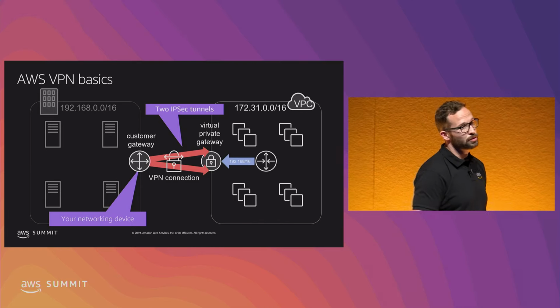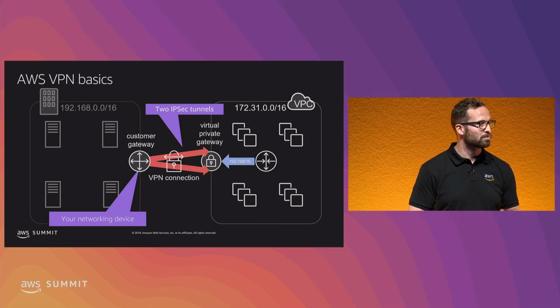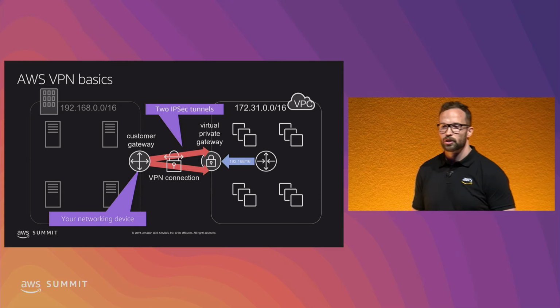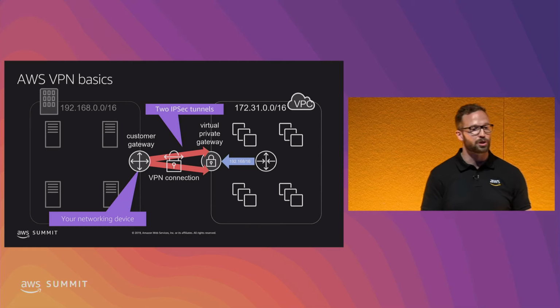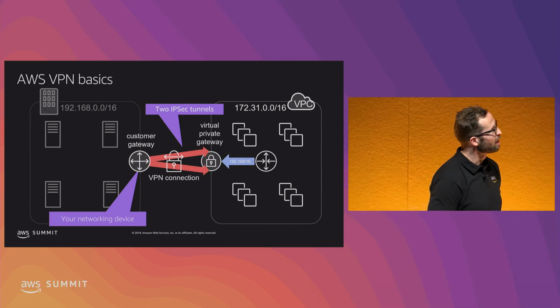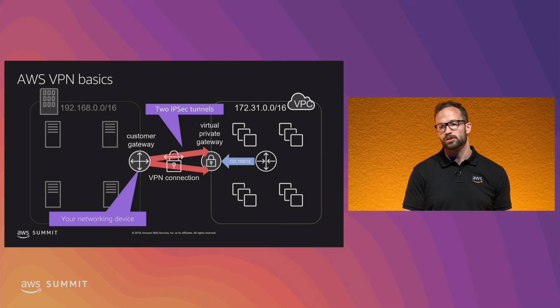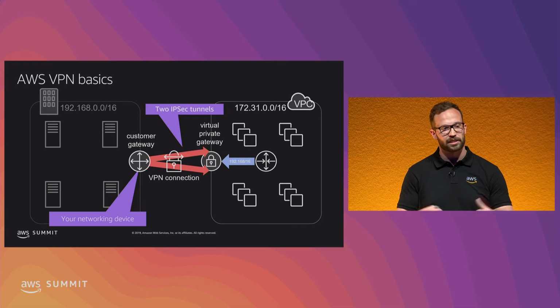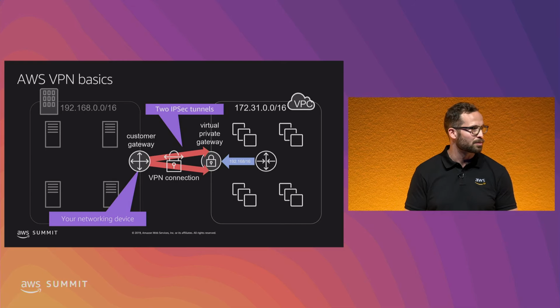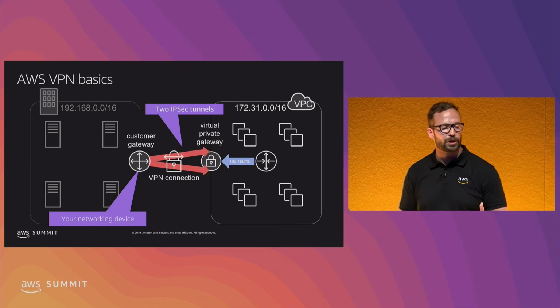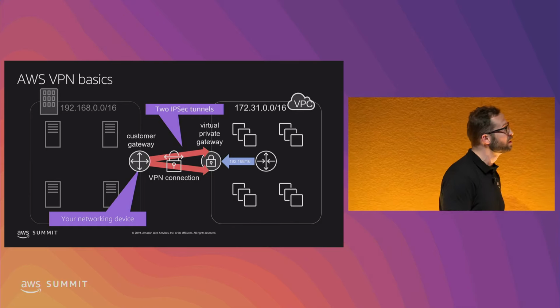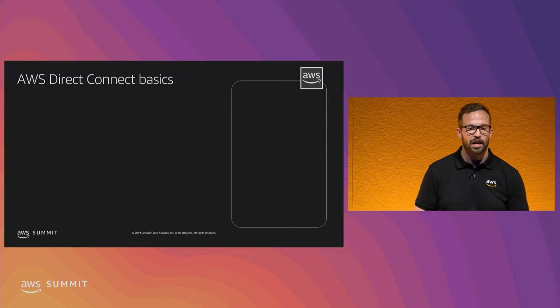Finally, if you're not using a dynamic routing protocol, like BGP, for example, you would have to update the routing table inside the VPC to tell it how to reach the on-premise range. So VPN is great, but because it often runs over the internet, you might sometimes have some unpredictable experience. So if you want a more predictable and consistent experience for your connectivity to AWS, that's where you would look at AWS Direct Connect.